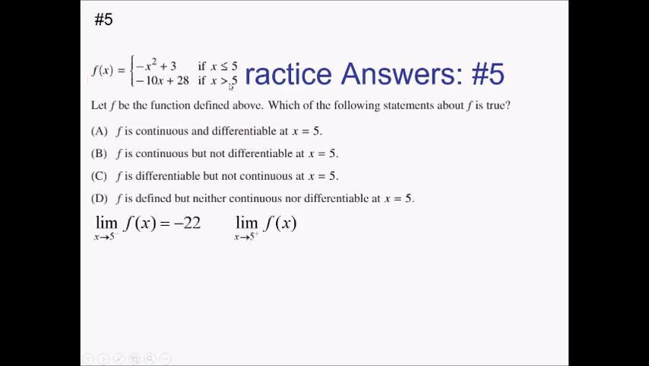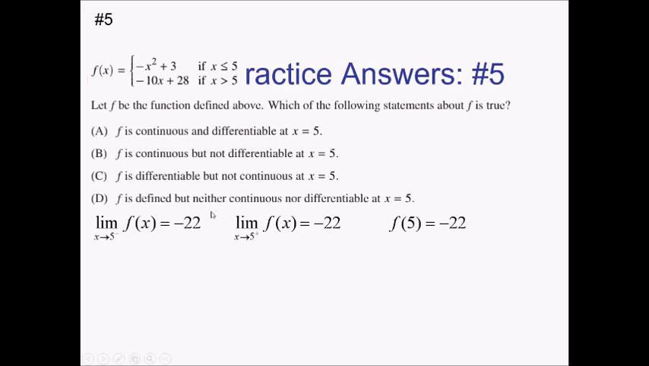So that's using the after 5 rule, the second rule. That's going to be negative 10 times 5, which is negative 50, plus 28 also gives us negative 22. And let's just throw it in there. The function value, f of 5, is going to use the same rule as the left side limit used, so this first rule. So again, we get negative 22.